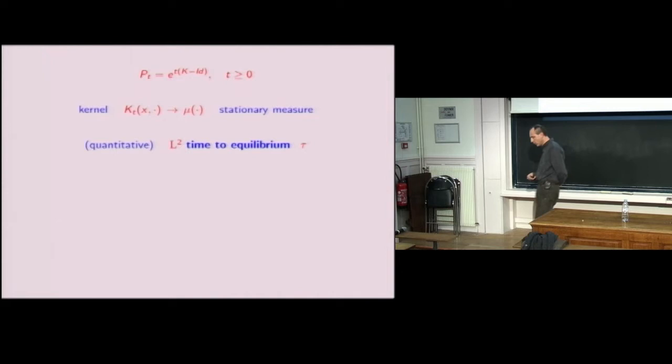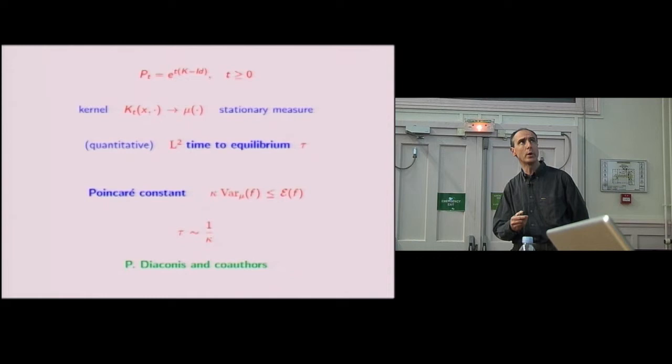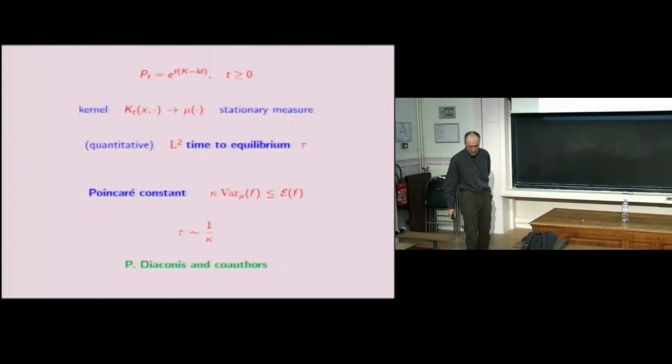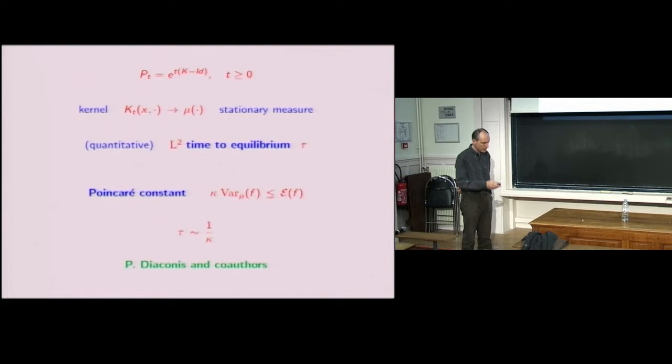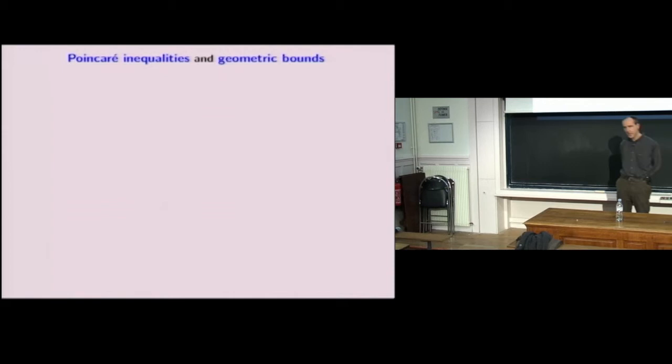And what happens is that the Poincaré constant more or less controls the time to equilibrium with this relation. This is not exact, but it is just the spirit of the relation that you get using the Poincaré constant as a way to control convergence to equilibrium. So we will not discuss more about these things, and rather turn to the main object of this talk, namely the applications, illustrations, and developments around Poincaré inequalities and geometric bounds.